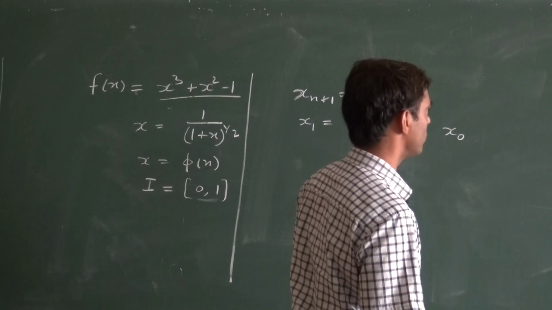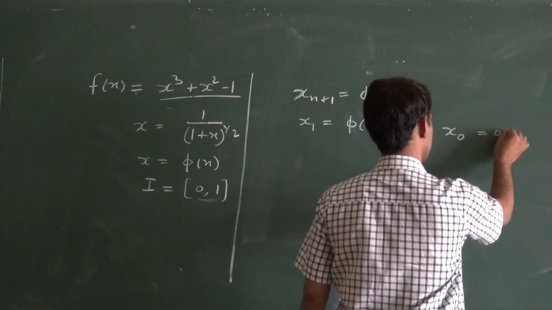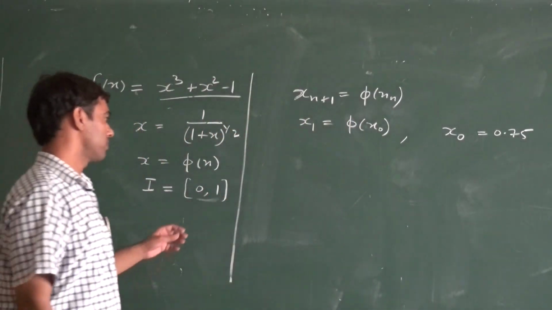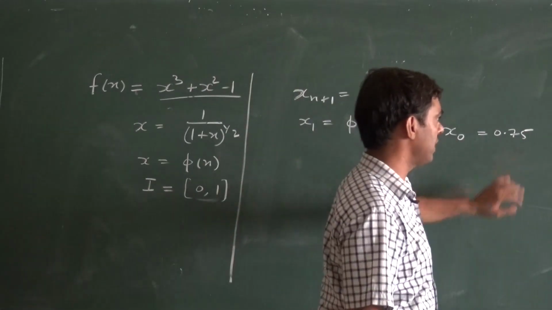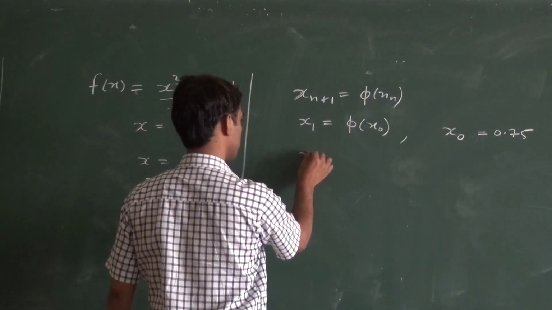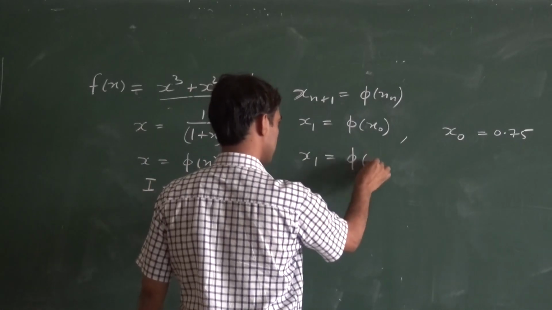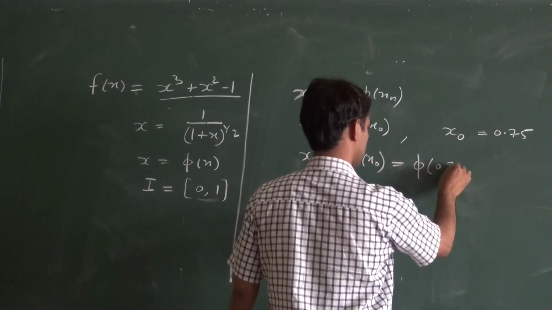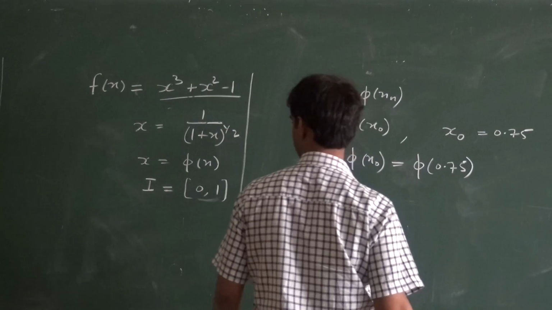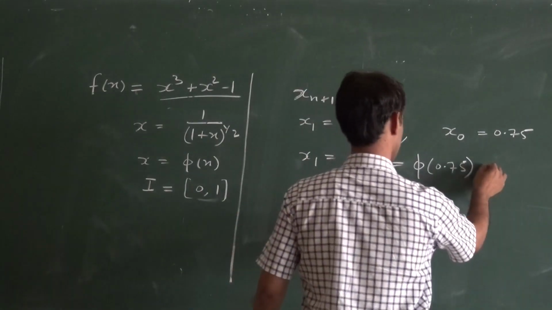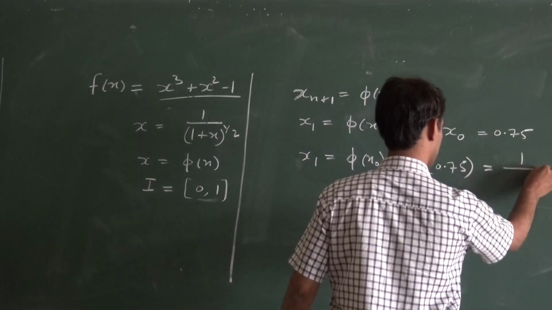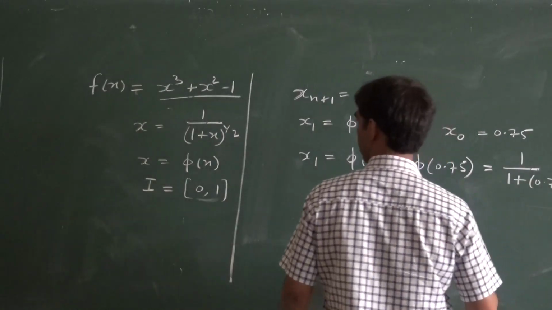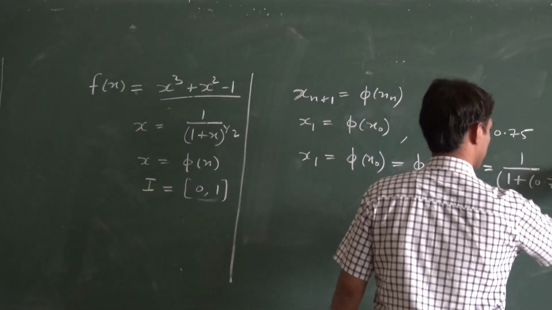Now, if we choose x0 equal to 0.75, you may choose any value between 0 and 1. Then what is the value of x1? x1 equals phi x0, that means phi of 0.75. Phi x is this one, 1 upon 1 plus 0.75 to the power 1 by 2.